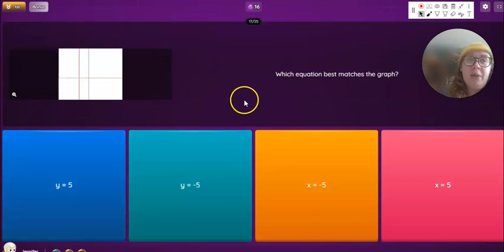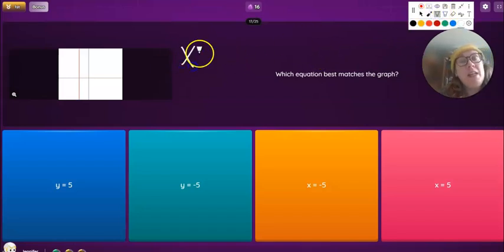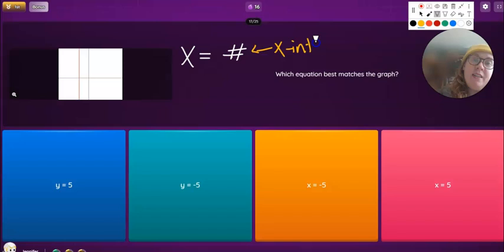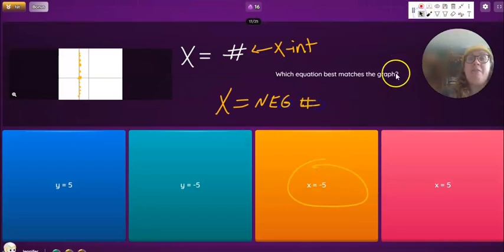For a vertical line like we have here, this is our undefined slope. So these are always written as x equals a number. And that number is going to be our x-intercept, which is on the x-axis, because every point along this line has the same x value. This is to the left of 0, so it's going to be x equals a negative number. In this case, we have x equals negative 5. Makes the most sense for us.